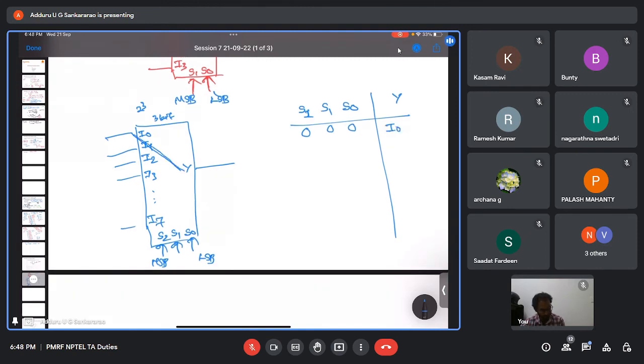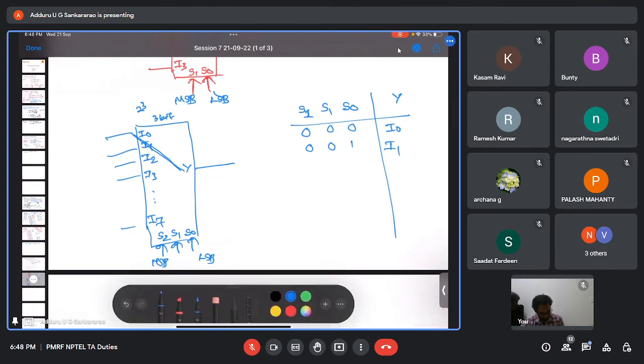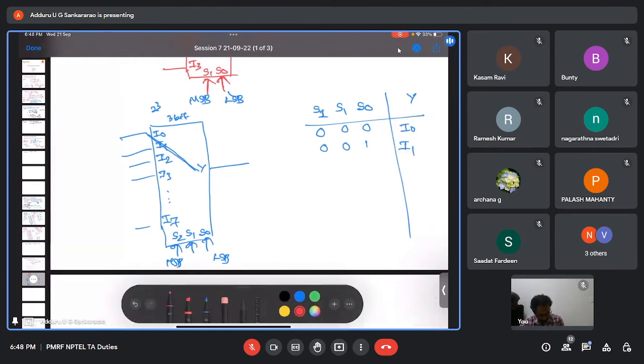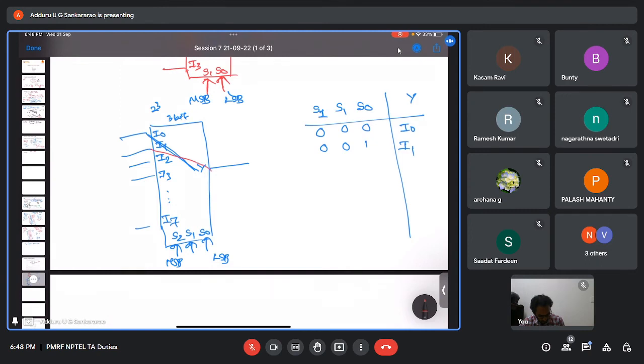If the selection lines are 0, 0, 1, then I1 is connected. That means when the selection lines are 0, 0, 1, I1 is connected to the output. Whatever data is present on I1 will go to the output. So when 0, 0, 1 is the selection lines, the output is equal to I1.